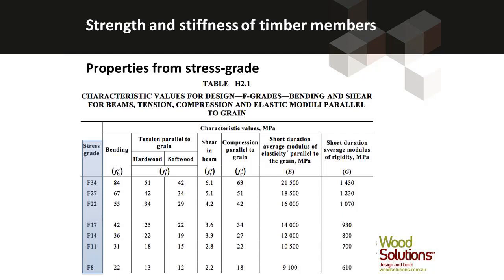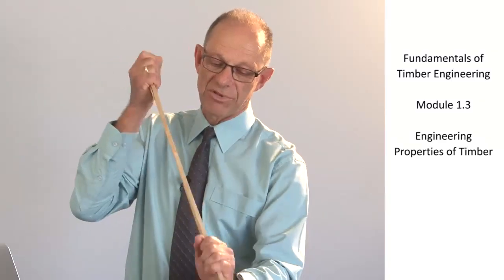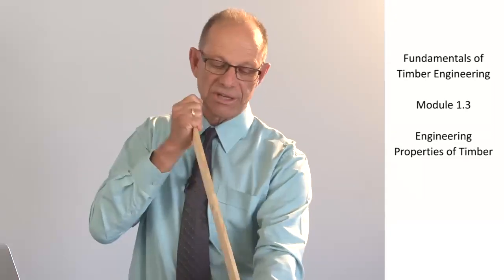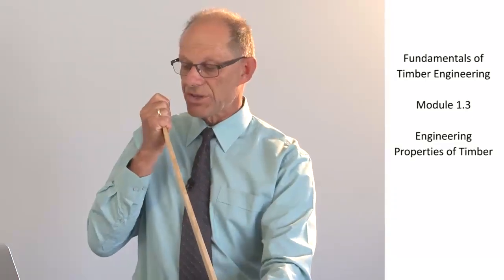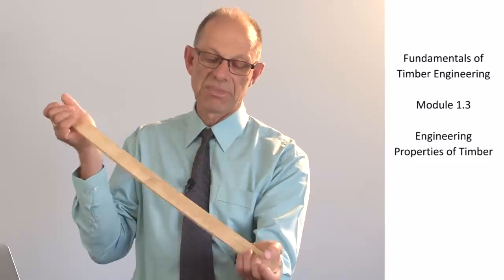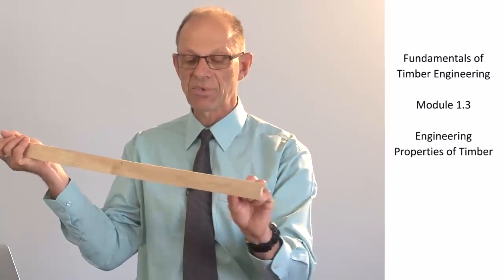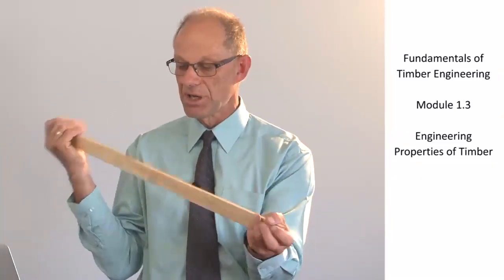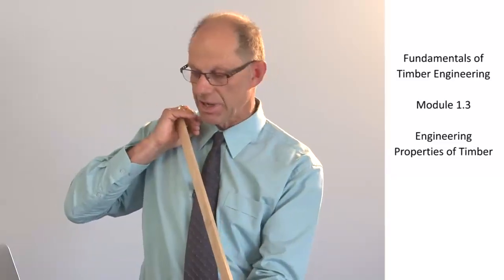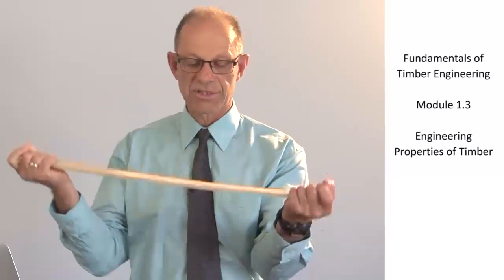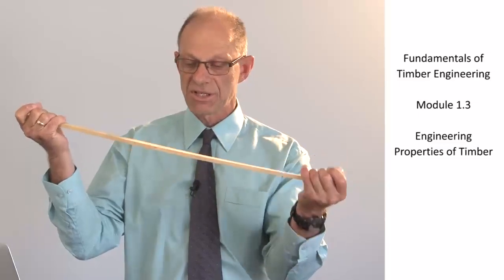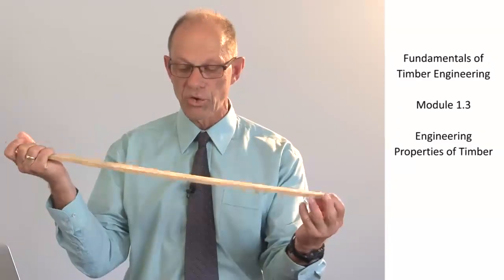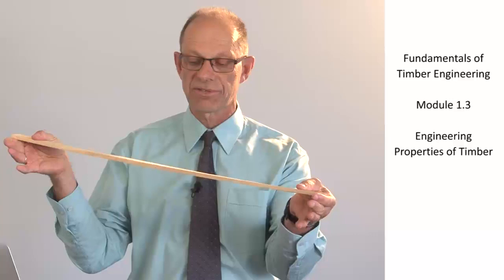Bending strength, the tension strength parallel to the grain. So that's where the timber is being loaded by pulling it parallel to the grain. The shear in the member. So when we're loading it as a beam, we get shear in the member as well. Compression parallel to the grain. And of course, its modulus of elasticity. So they're all indicated, and they're all a function of the grade of the timber.